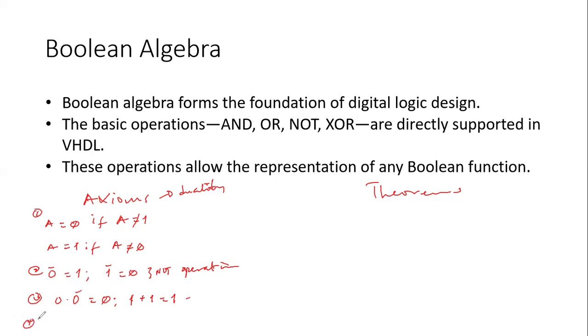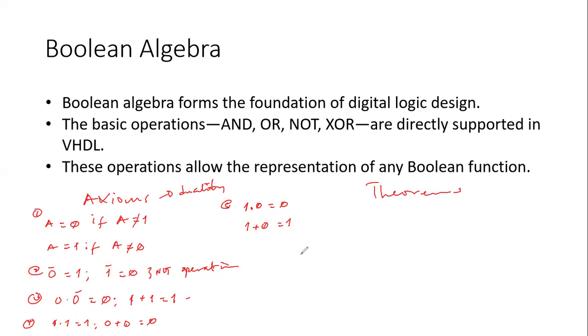Another axiom is that the product of 1s is the same as 1, while the sum of 0s by duality is the same as 0. Another axiom here is that the product of 1 and 0 is 0, which is the AND operation, and by duality, the sum of 1 and 0 is the same as 1.